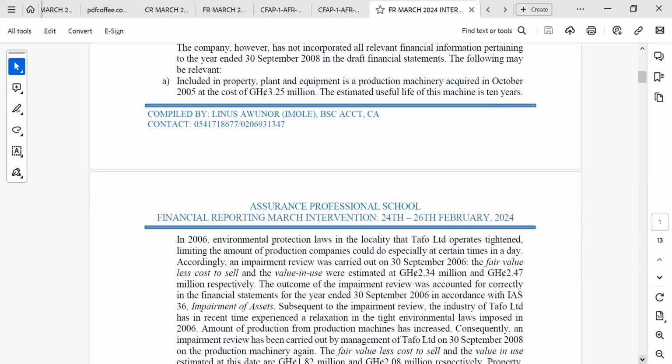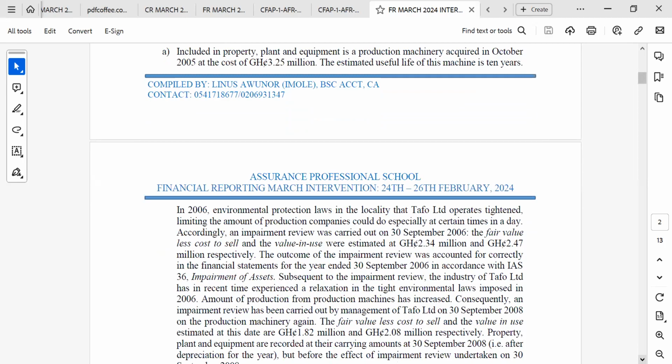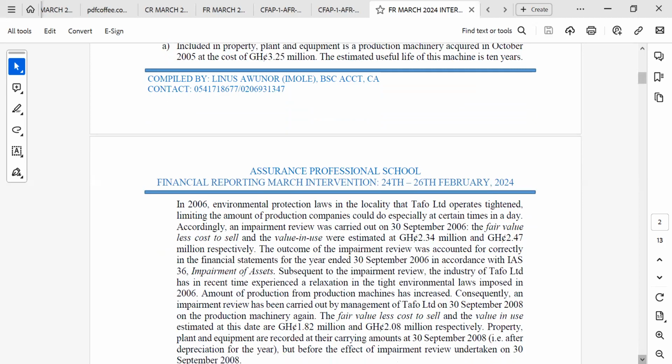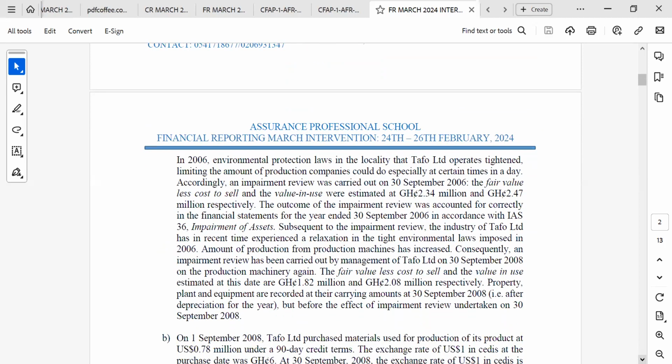Subsequent to the impairment review, the industry of Tafo Limited has in recent time experienced a relaxation in the tight environmental laws imposed in 2006. The amount of production from production machines has increased. Consequently, an impairment review has been carried out by management of Tafo Limited on 30 September 2008 on the production machinery again. The fair value less cost to sell and value in use estimated at the date are 1.82 million and 2.08 million respectively.